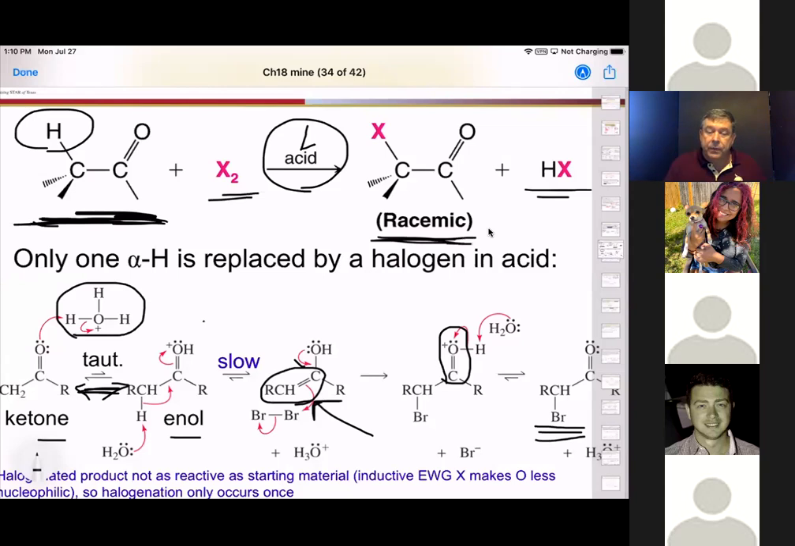It'll stop, okay? However, if we change the mediation from acid to base, we can actually get multiple substitutions at that alpha carbon if you have multiple alpha hydrogens.